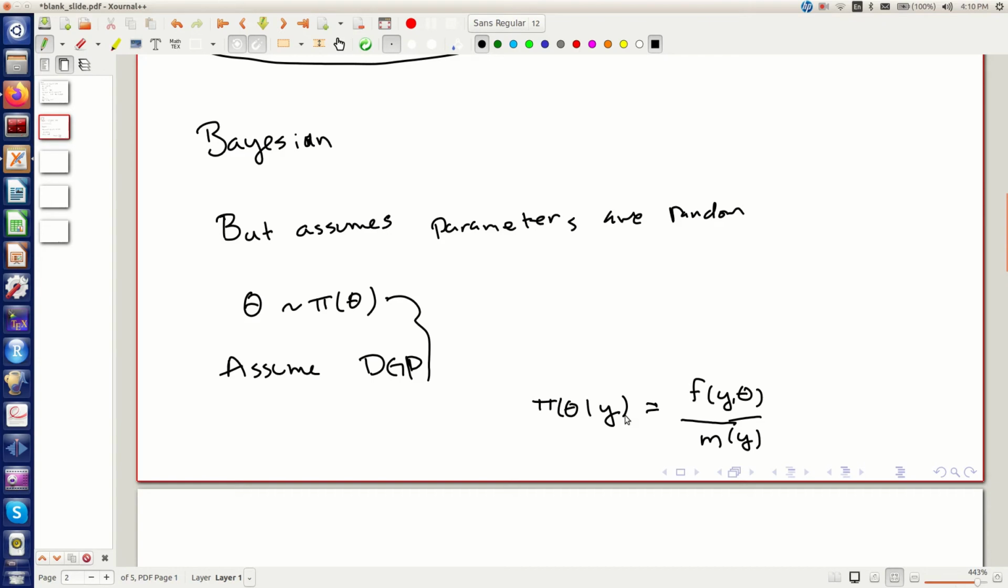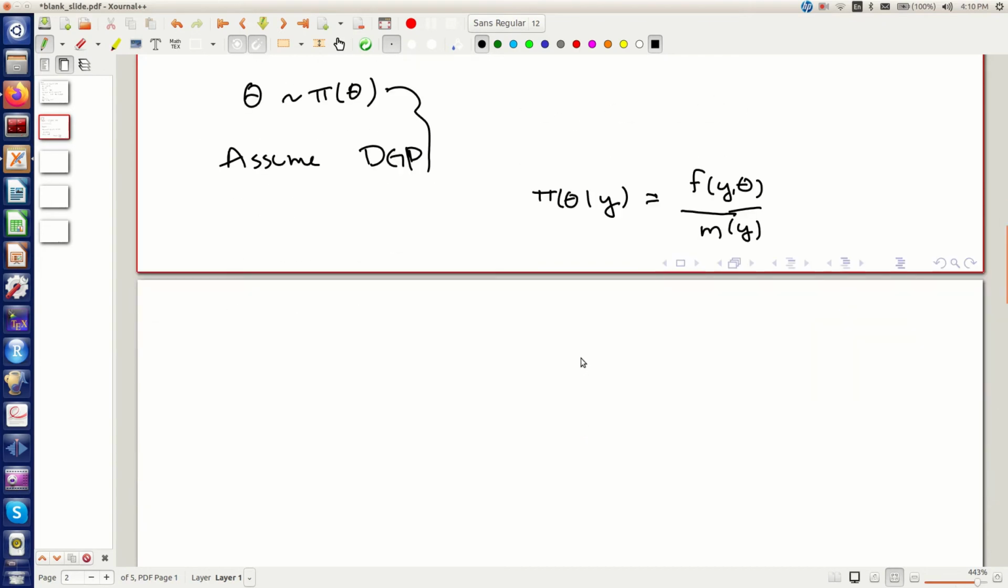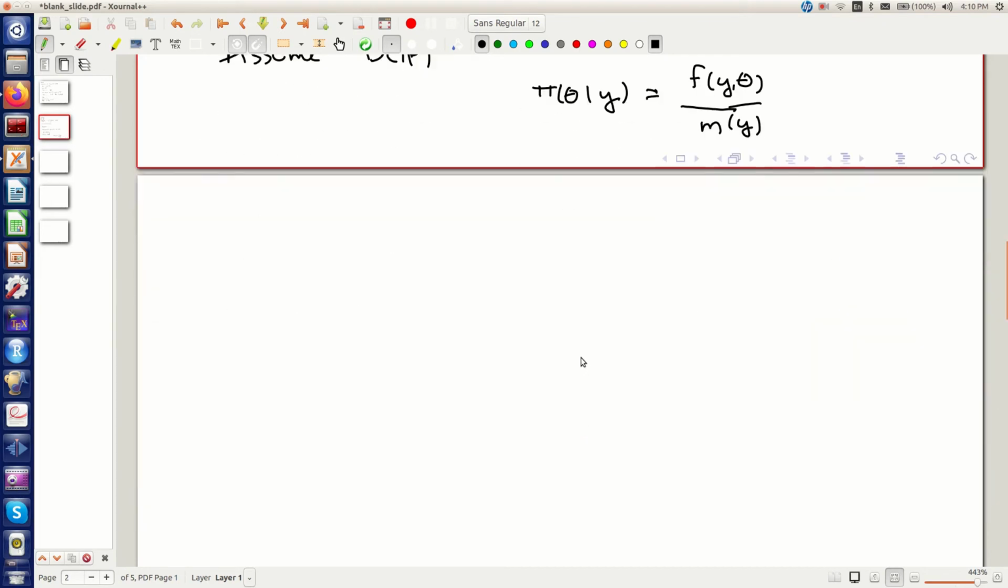So that basically gives you the background of why we're doing this. You're after this posterior distribution here. And to do that, you first need this numerator. So derive this.